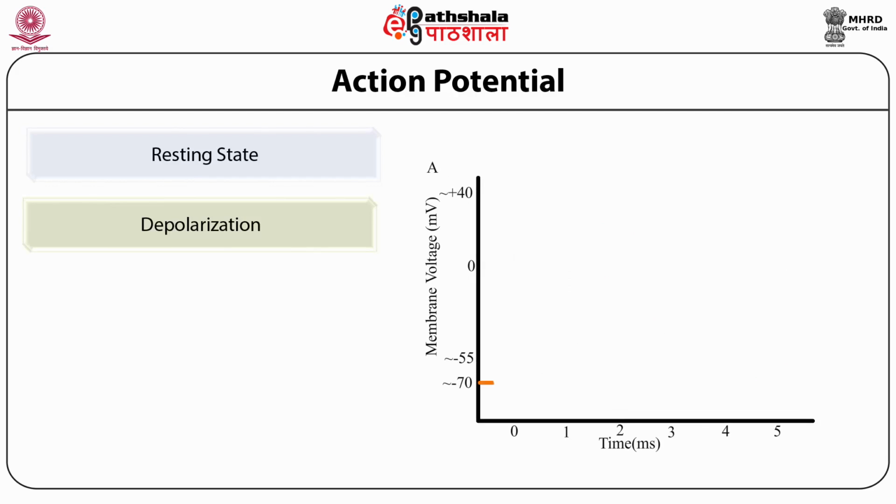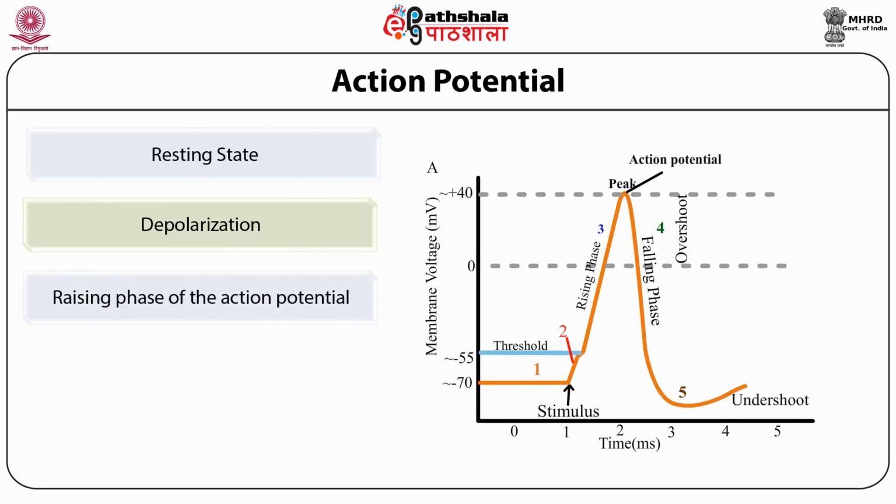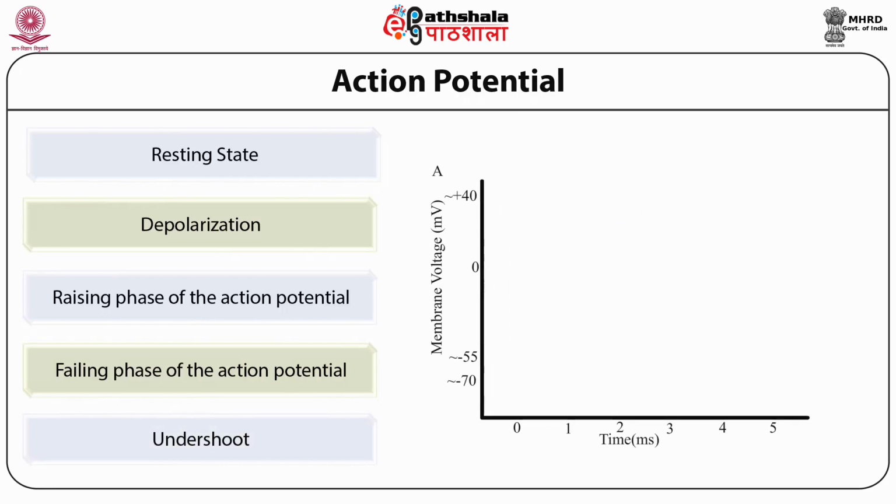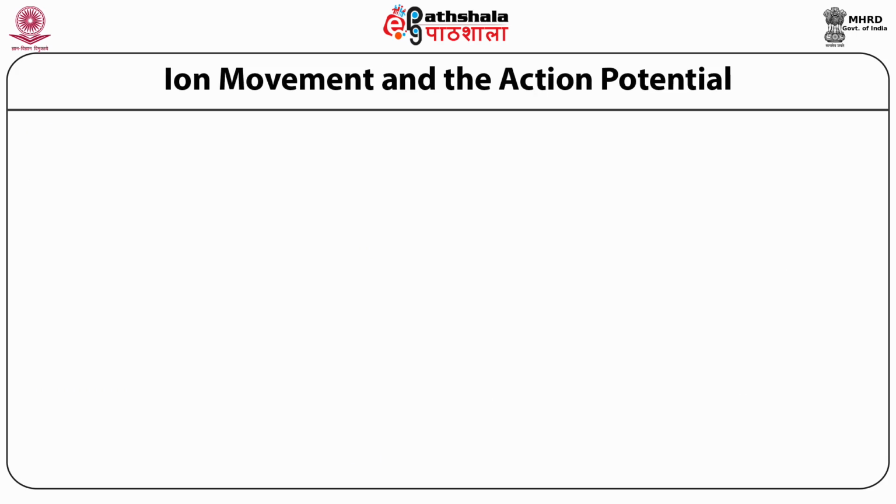After that, there is a rising phase of the action potential. After that, the action potential reaches its peak and comes the falling phase of the action potential. After the falling phase, it goes to undershoot. Ion movements and the action potential.